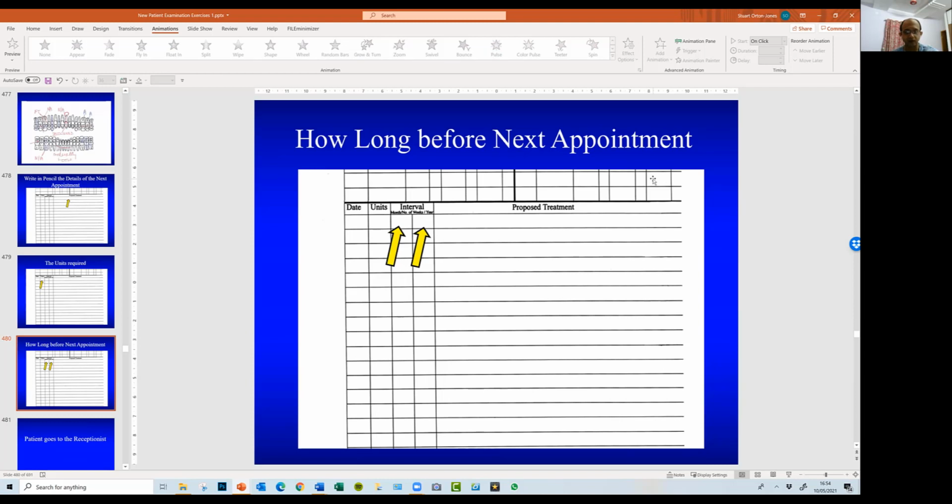I would put 1W, 1 week. Bear in mind that if you start cleaning between your teeth, the bleeding will reduce within about a week to 10 days. So I want them to come back and say to me, when I ask how's the bleeding, oh, it's much better. Isn't that great? Yes. Okay.